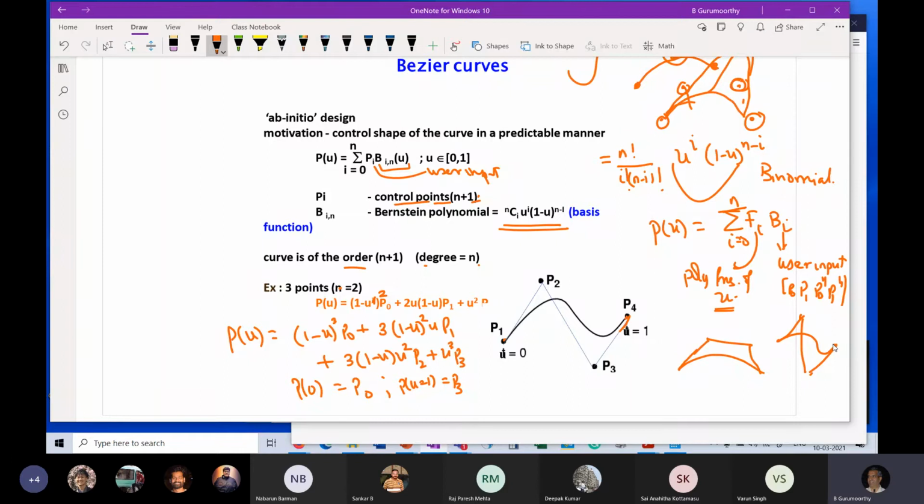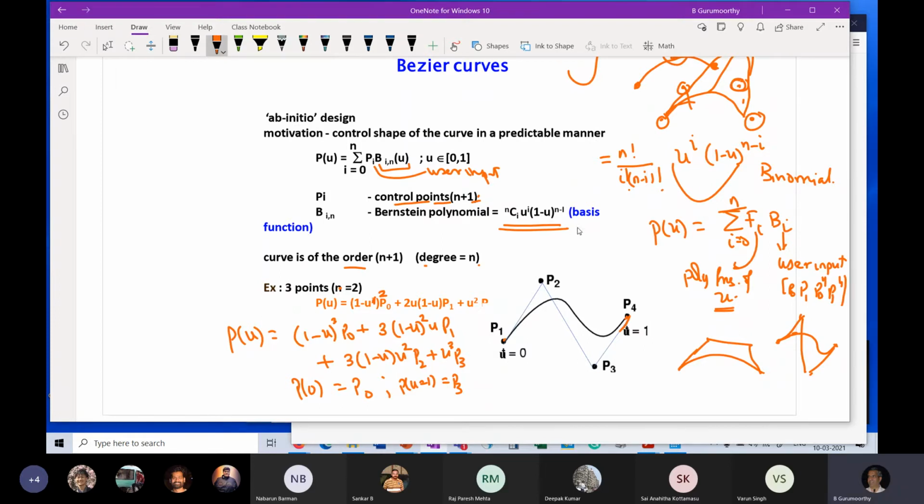Why? Because, as I said, the curve has to interpolate the first and the last point. The curve has to take off tangential to the first polygon leg. It has to arrive tangential to the last polygon leg. And so it gives a very great amount of predictability and intuition to the designer in terms of the location of the points and the shape he or she is interested in. So that's the nice thing about the Bezier curve.